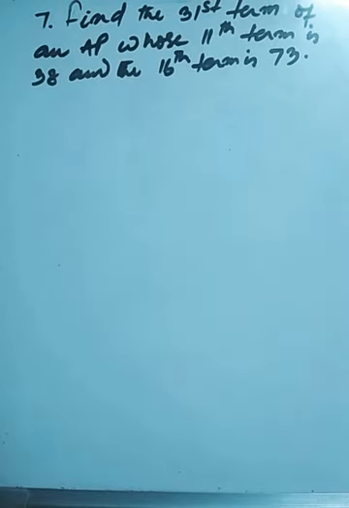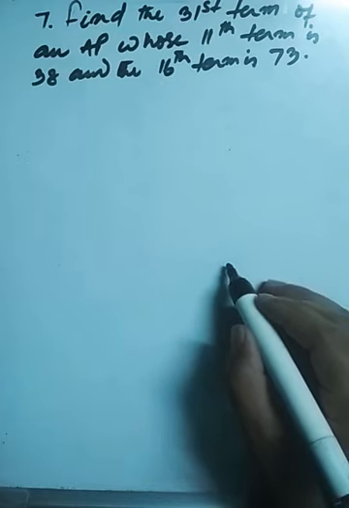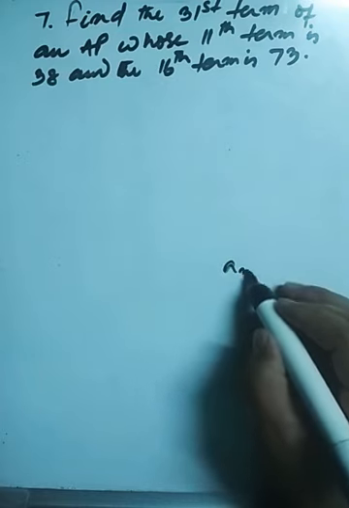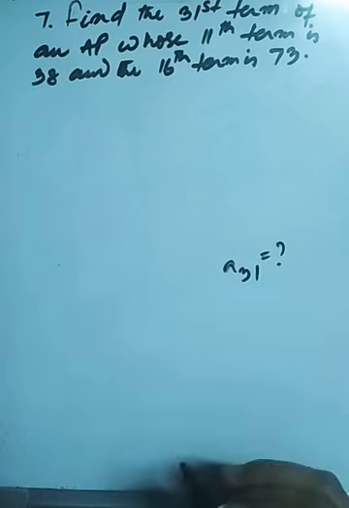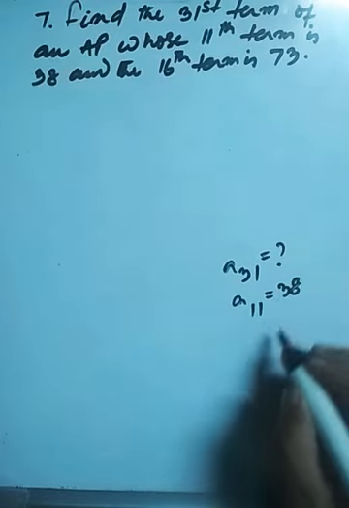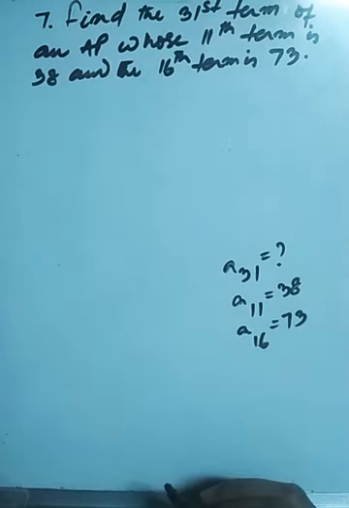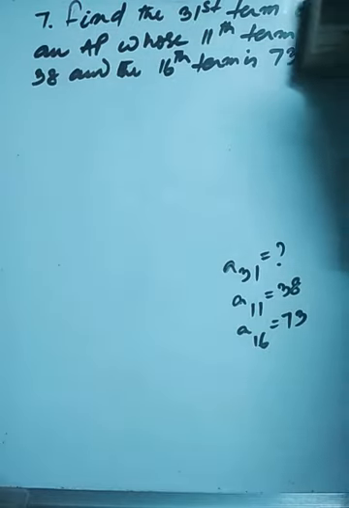Okay, here is the question. Find the 31st term of an AP whose 11th term is 38 and the 16th term is 73. So I'll just write here, 31st term we are going to find, and 11th term is 38 and the 16th term is 73. So let me just rub this part.